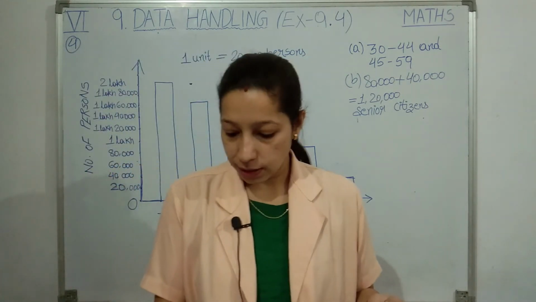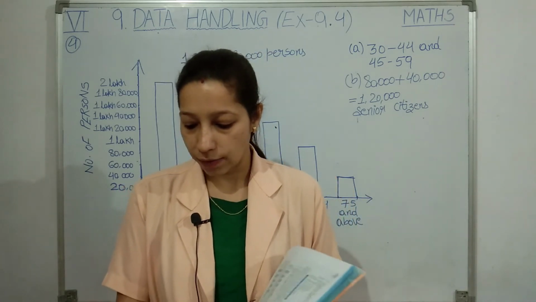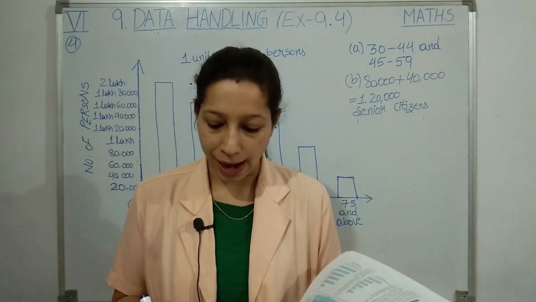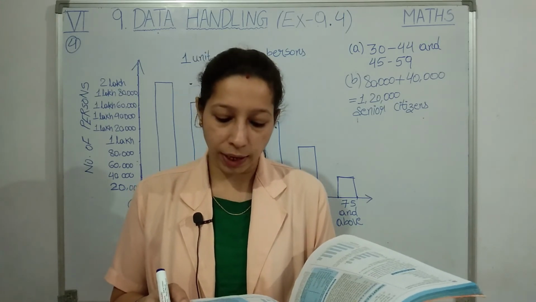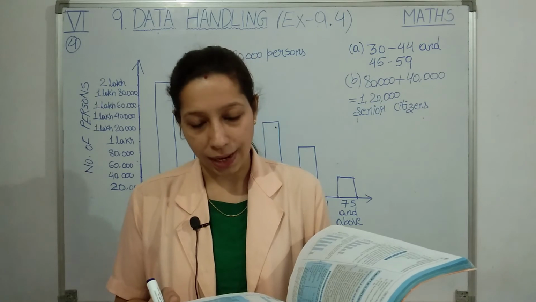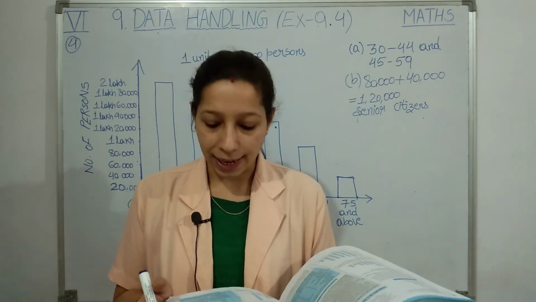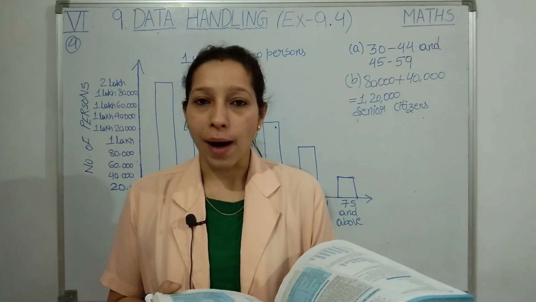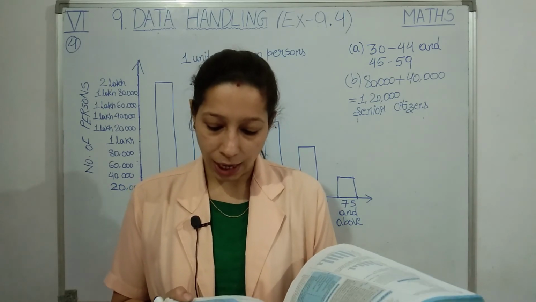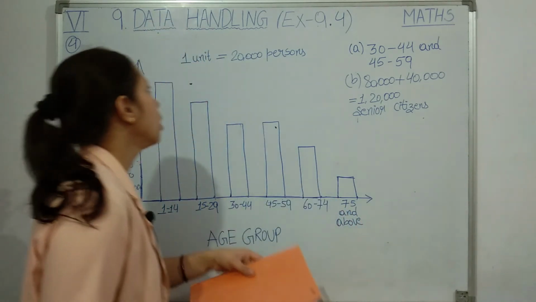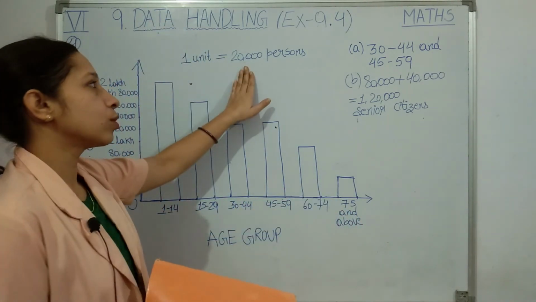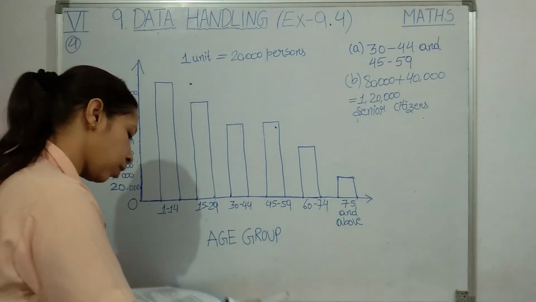The number of persons in various age groups in a town is given in the following table. You can see the age group and number of persons: between 1 to 14, 2 lakh persons; between the age group of 15 to 29, 1,60,000 persons, like that it is given. Then draw a bar graph to represent the above information and answer the following questions. Take 1 unit length equal to 20,000. So here I have taken 1 unit length equal to 20,000 persons as given in your question.